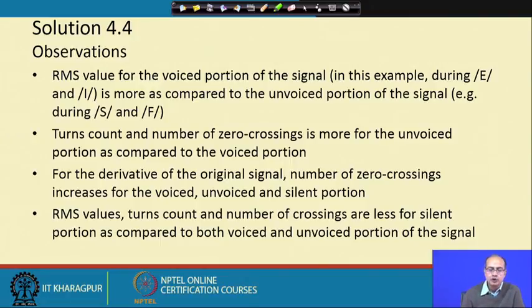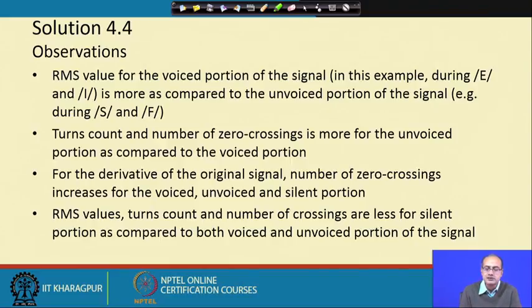So here we conclude about it. The RMS value of the voiced portion is more as compared to the unvoiced portion of the consonant part. In "safety", the second phoneme and the last phoneme, these two are voiced, and they are giving more RMS count or a higher envelope compared to the consonant part, that is S, F, those portions.